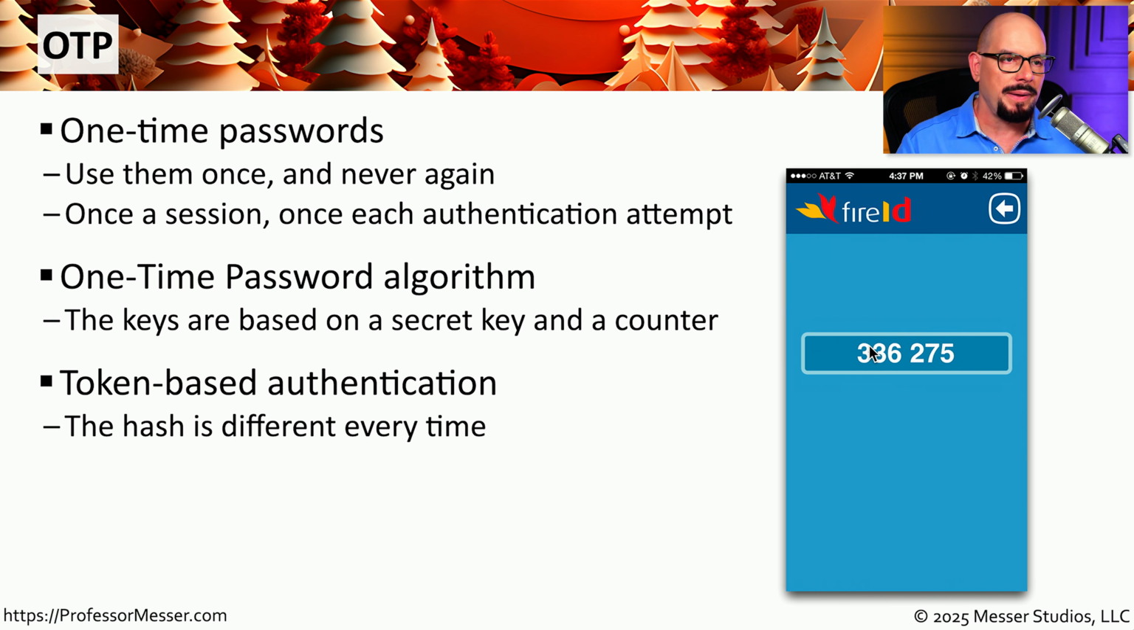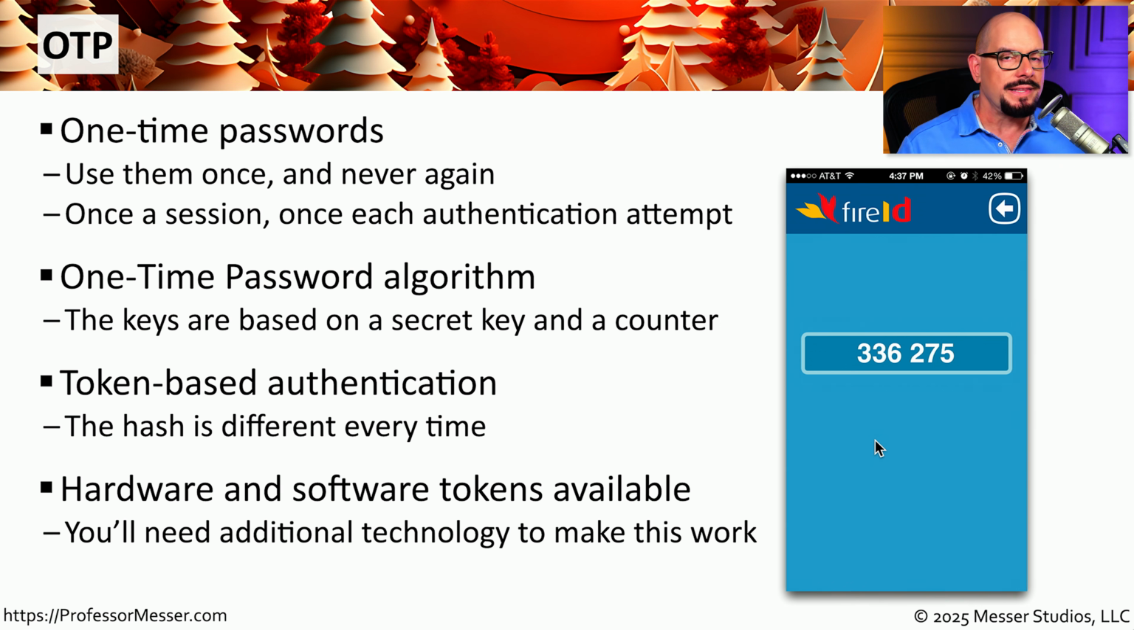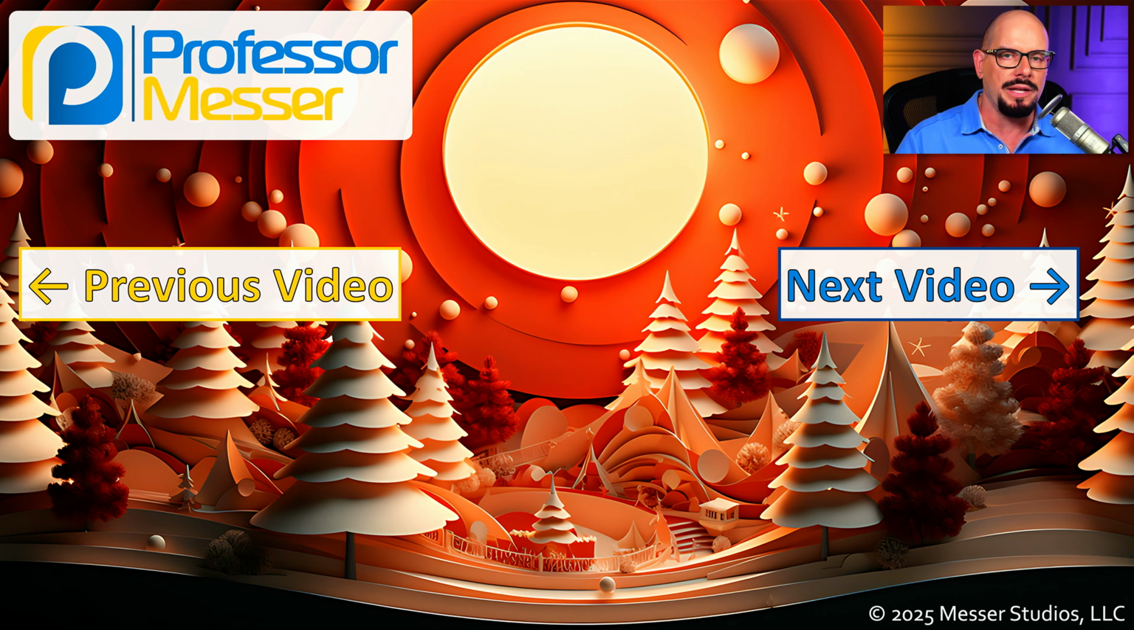Just like the time-based one-time passwords, the OTP process has a different token every time. Since this is a seemingly random number, it's effectively impossible to guess what the next set of numbers might be. And just like the time-based systems, there are OTP apps that you can use on your phone and hardware tokens that you can connect to your keychain. Either one of them will work to provide you with a different key each time you log into that system.